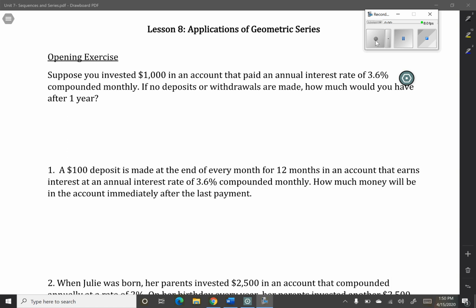So in today's lesson, we're going to use the new formula that we learned in lesson 7 for a series of a geometric sequence. And we're going to apply it in a couple of different ways. You're definitely going to want your calculator for today's lesson, so go ahead and grab that. And I'd like you to try the opening exercise, see what you get for your answer.